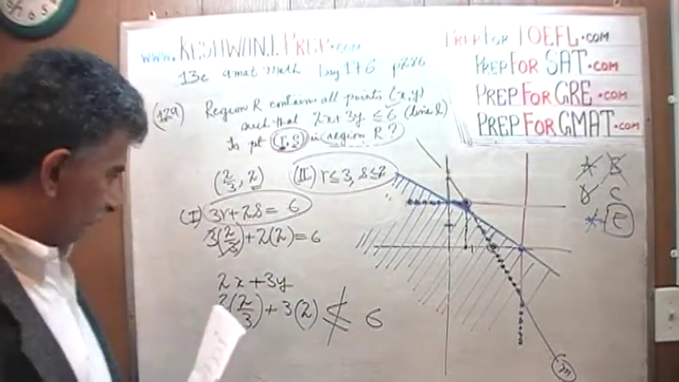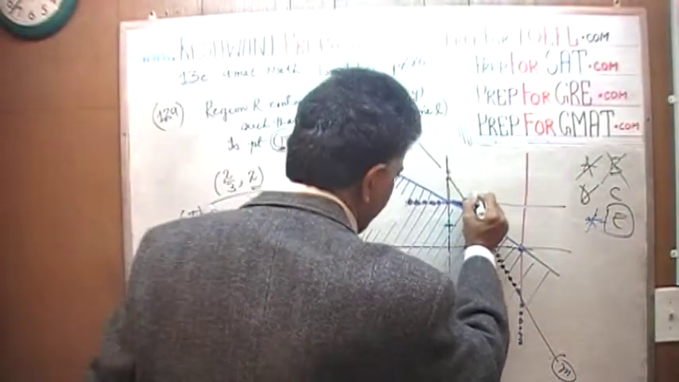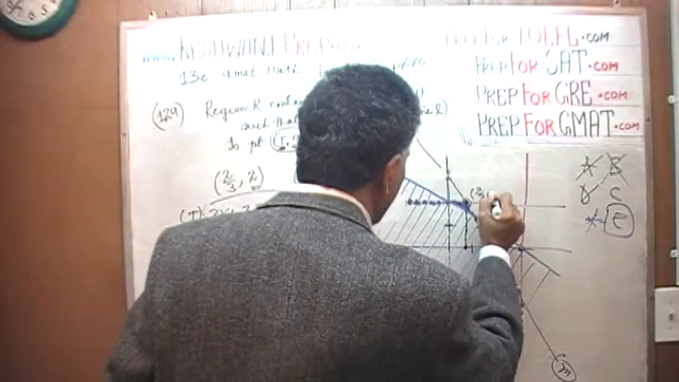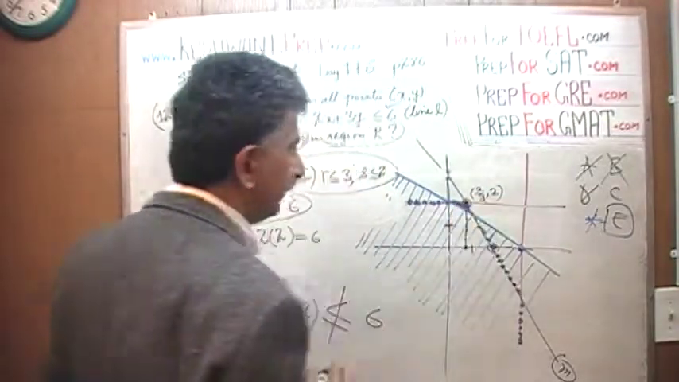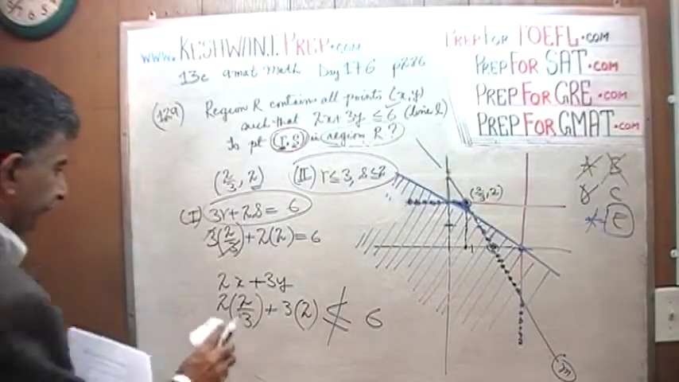I'll give you one more example. So that was the first one. As you can see, that point right here, I'm going to put down the coordinates so you can see it. It was x equal to 2/3, and y is equal to 2. That point right there doesn't fall in the region. I'm going to show you one more example.